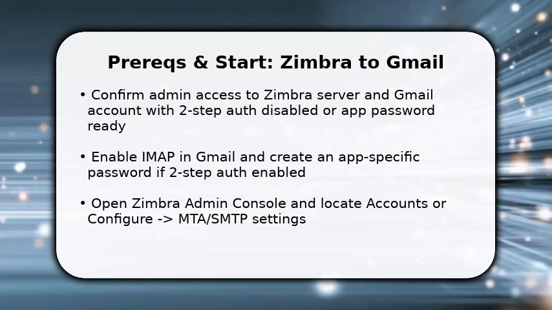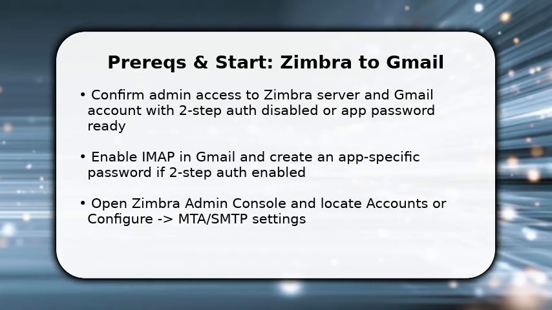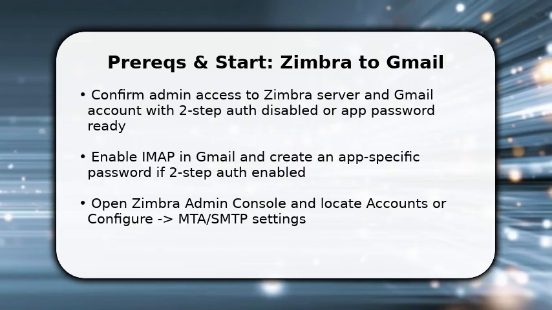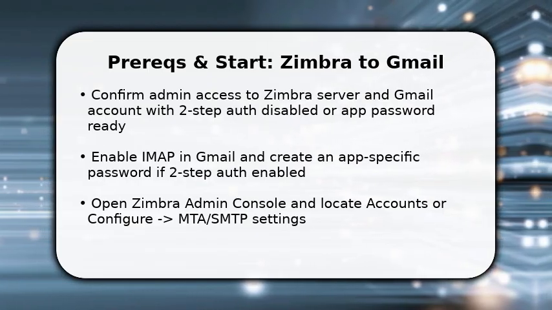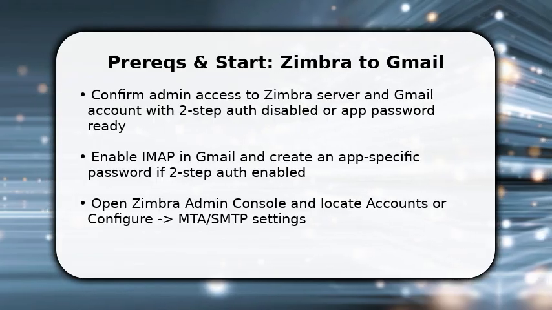You begin by verifying prerequisites: admin access to Zimbra and a Gmail account ready for IMAP or an app password. Once done, enable IMAP inside Gmail settings and generate an app password if you use two-step verification.